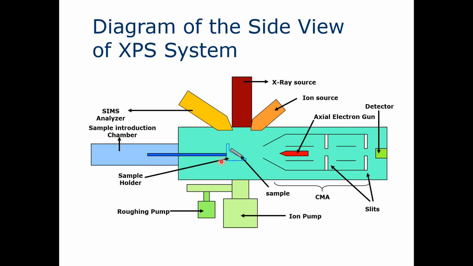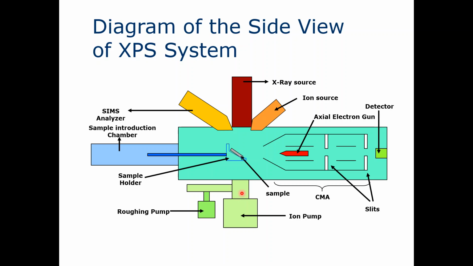So this is the sample holder. This part you can see is drawn in blue, and this is the sample. Here in the sample holder we have put the sample, and this part is the analyzer, and right above the sample we have the X-ray source, and from a particular direction we have the ion source, and here we have the pumping system.